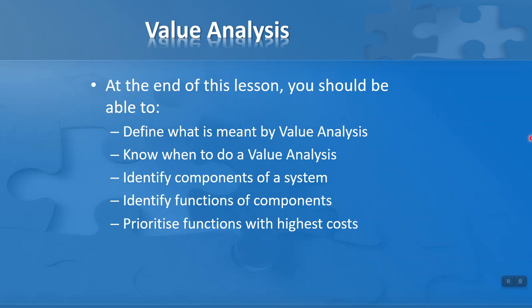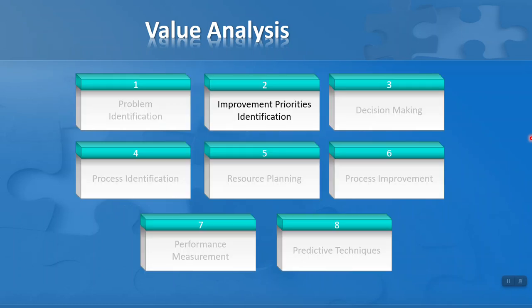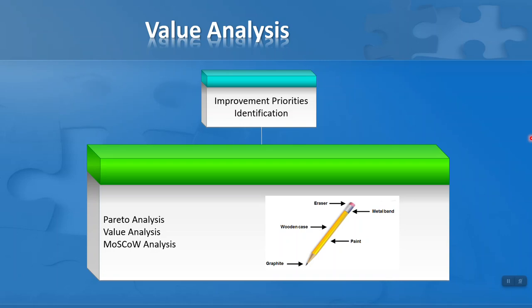Value analysis is about a lot of things. And first of all, we want you to identify components of a system or a process or a product, identify the functions of those components, and then we prioritize the functions with the highest costs so that we can target these for improvement. We're in section 2 of our problem solving techniques program, and section 2 is about identifying improvement priorities. And within this section, we've got 3 lessons, and the second of these is value analysis.